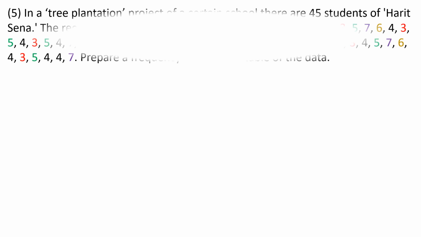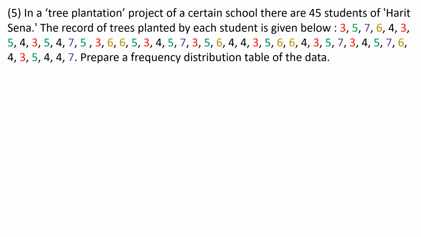Now moving to the next one. In a tree plantation project of a certain school, there are 45 students of Harit Sena. The records of trees planted by each student is given below. That is 3, 5, 7, 6, 4, 3. All the raw data is given.